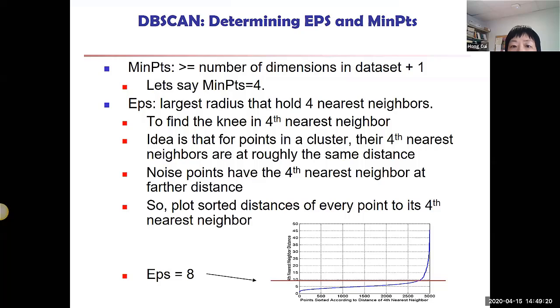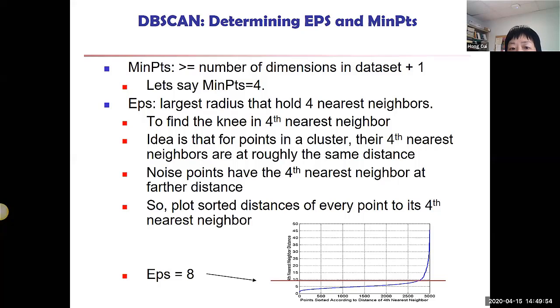So earlier we said we have these two parameters we need to set. One is epsilon, one is minimum points. Minimum points doesn't have to be large. As you can see, it only defines how tight every cluster needs to be. So there is a heuristic way to set min points: greater than or equal to the number of dimensions in the dataset plus 1.